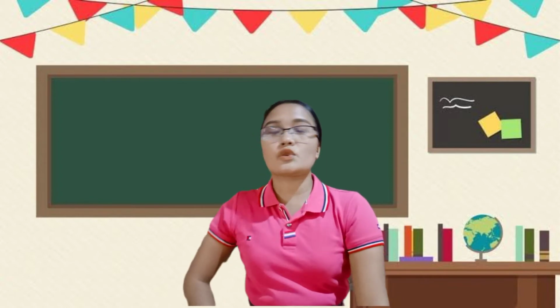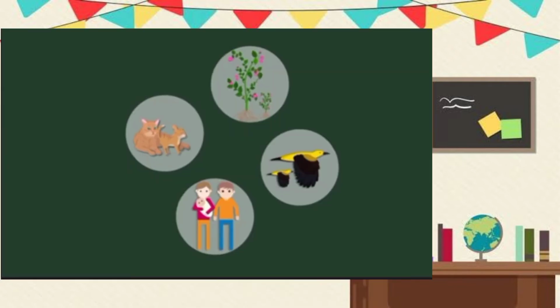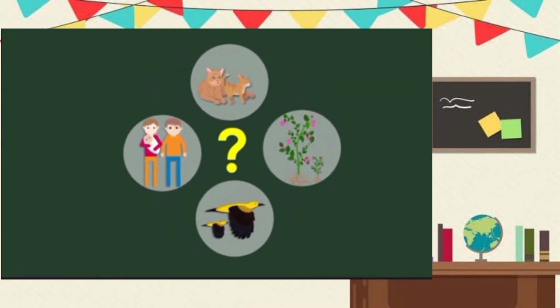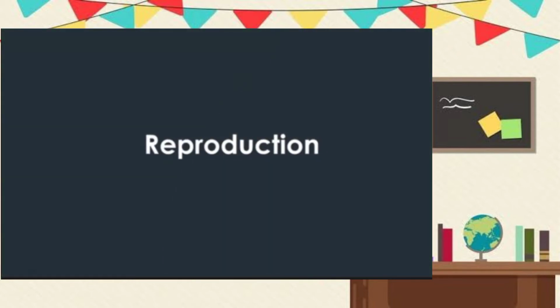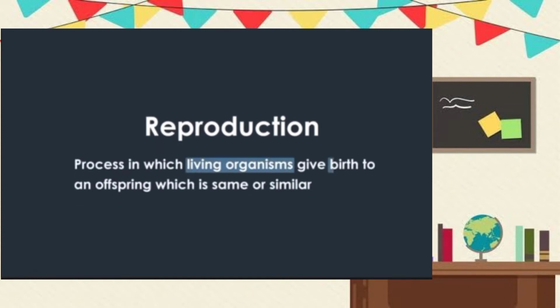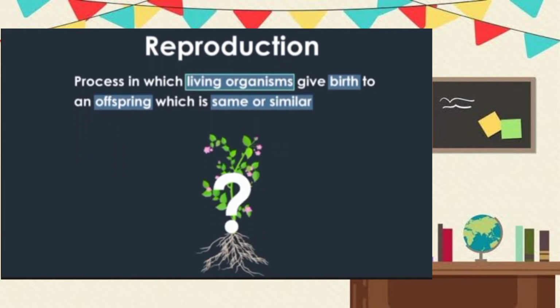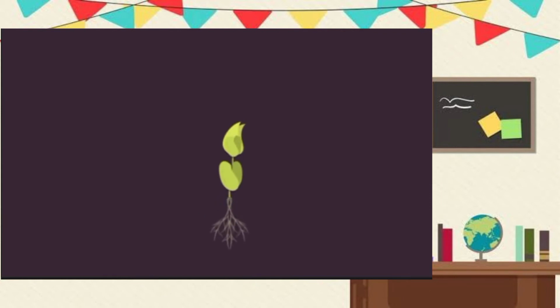Okay, let's proceed to our new discussion, the modes of reproduction in plants. Can you tell me what this process of giving birth to an offspring is known as? The process is called reproduction. In simple terms, it's defined as the process in which living organisms give birth to an offspring which is the same or similar to them. Now, when I say living organisms, it should include plants as well, right? Yes, of course. We have seen a new plant emerging from a seed when sown in the ground.